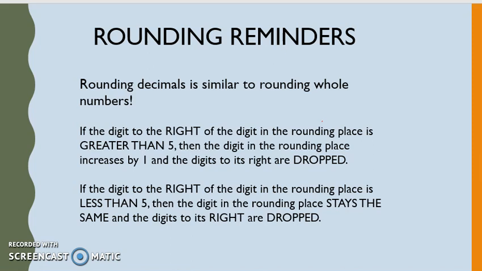Rounding decimals is very similar to rounding whole numbers. We know that if the digit to the right of the digit in the rounding place is greater than 5, then the digit in the rounding place increases by 1, and the digits to the right of that number are dropped. If the digit to the right is less than 5, then the digit in the rounding place stays the same and the digits to the right of that number are dropped.